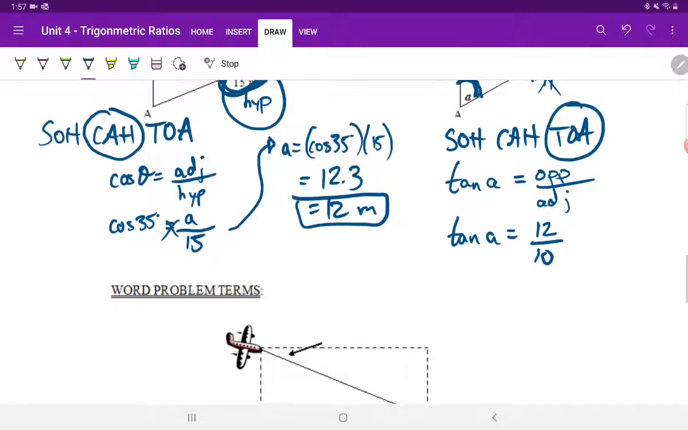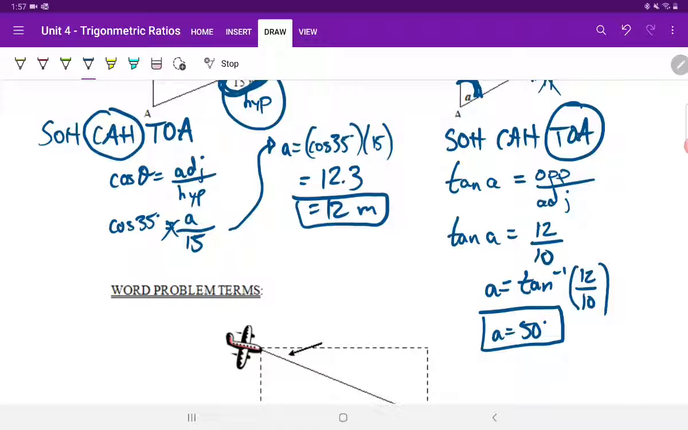Okay. A is equal to the tan inverse of 12 divided by 10, or 1.2. Okay, and you get 50 degrees.